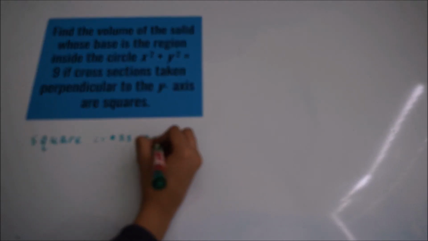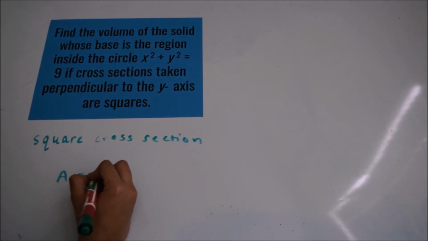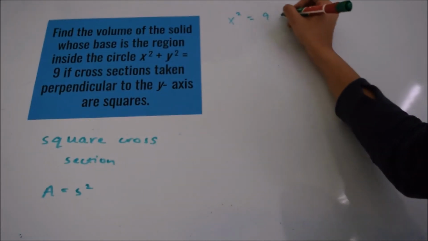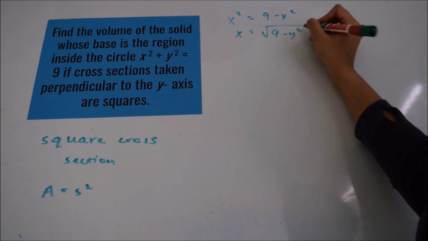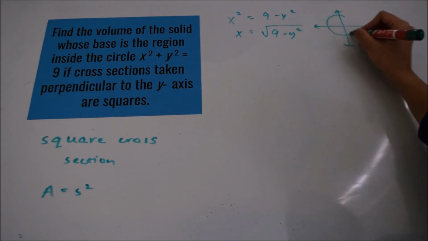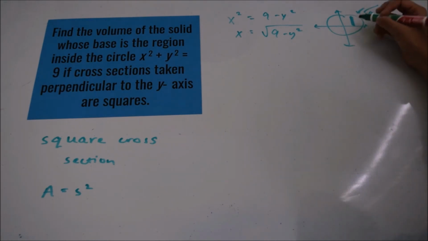It is important to note that this question asks for square cross-sections. The area formula for a square is the side squared. Next, solve the equation for x. X equals square root of 9 minus y squared. A common misconception is students use this value and proceed with the question. This value only represents half of the square side. Therefore, this value must be multiplied by 2.